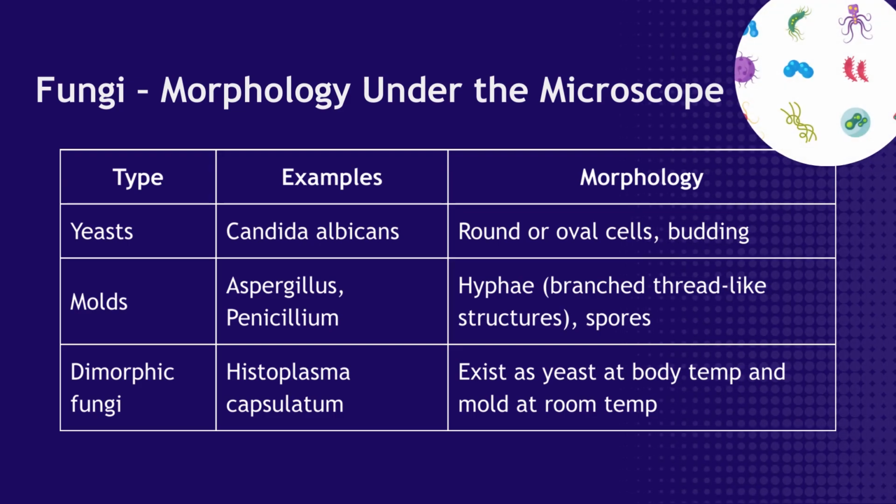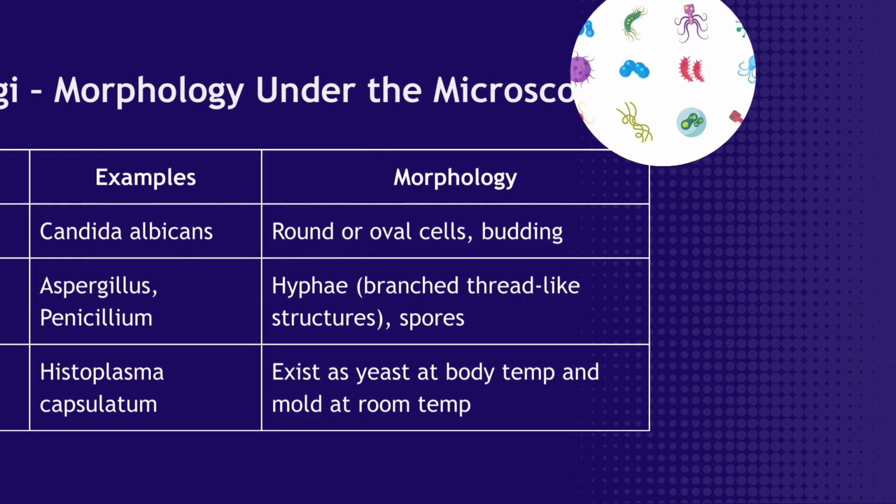Fungi, morphology under the microscope. Yeasts, e.g. Candida albicans: round or oval cells, budding. Molds, Aspergillus, Penicillium: hyphae, branched thread-like structures, spores. Dimorphic fungi, Histoplasma capsulatum: exist as yeast at body temperature and mold at room temperature.